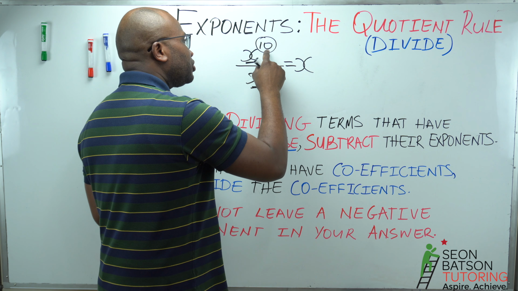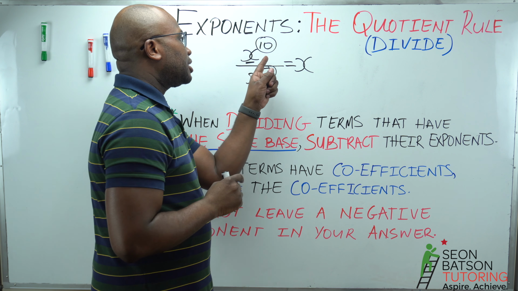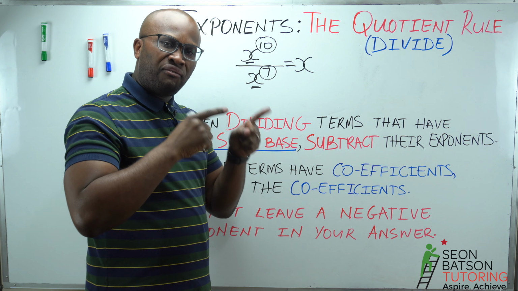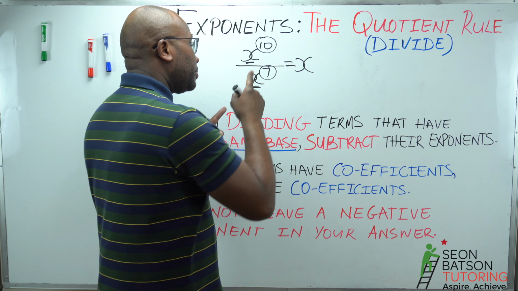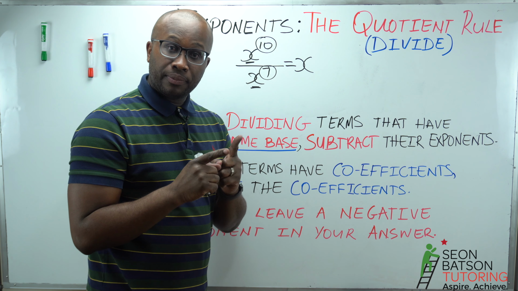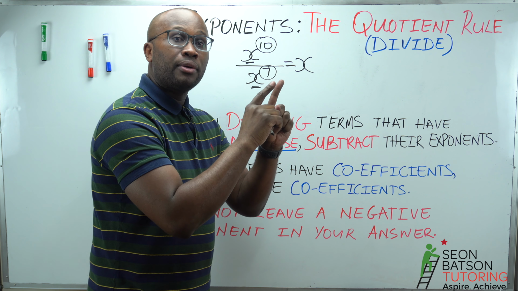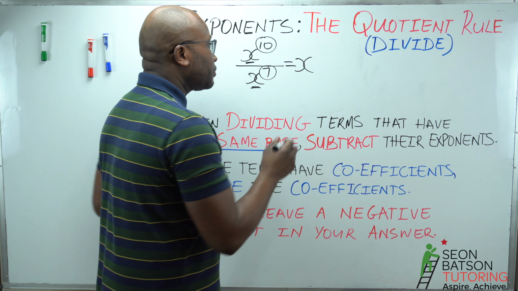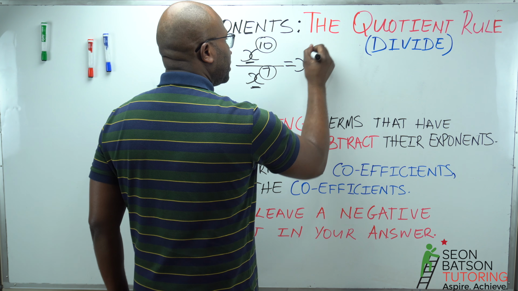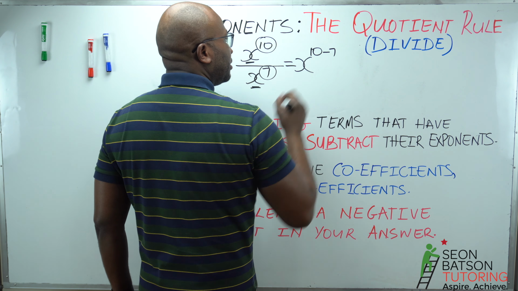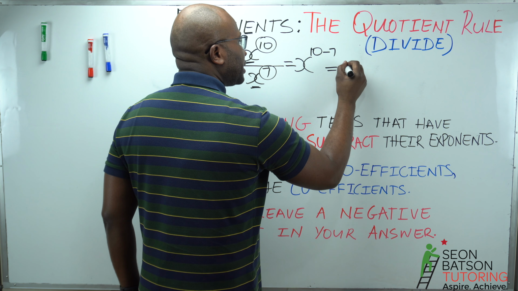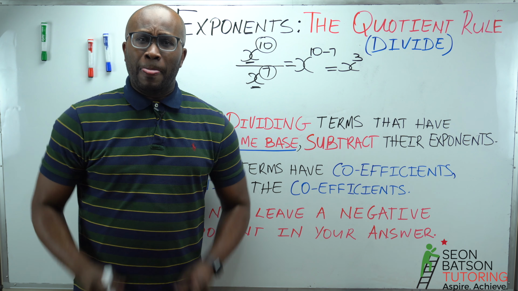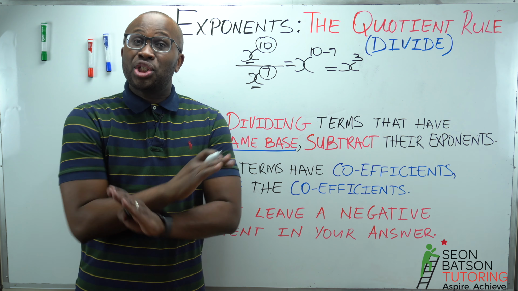When subtracting the exponents, the exponent in the numerator, or the exponent at the top, always goes first. So we put our 10 first and then the 7. We subtract and we get x to the third power. Very simple, very straightforward.